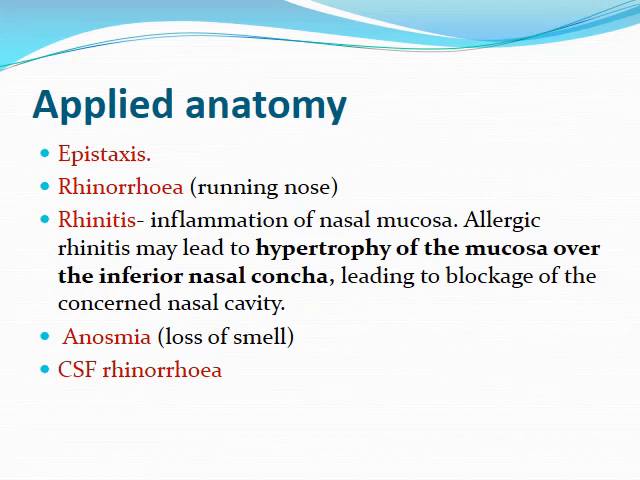There is one condition called CSF rhinorrhea. So, if due to some trauma the cribriform plate of the frontal bone is damaged or broken, then the broken fragments might tear the meninges covering the brain, and this tear in the meninges may cause the cerebrospinal fluid to leak through the cribriform plate into the nasal cavity. So that condition is called CSF rhinorrhea.